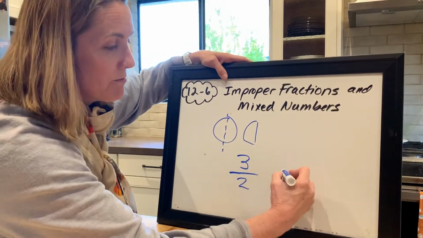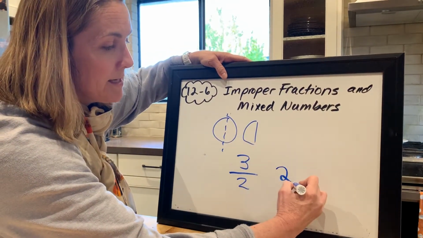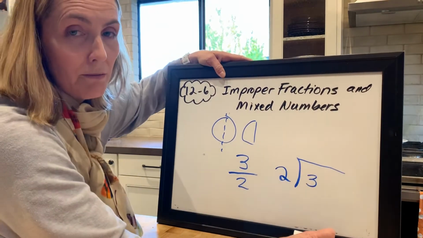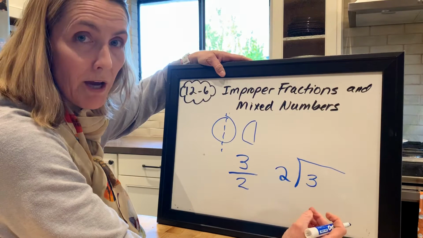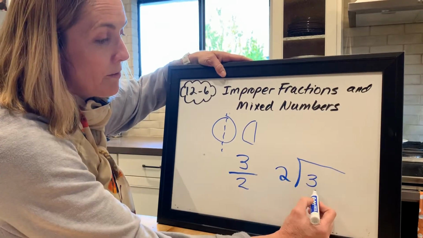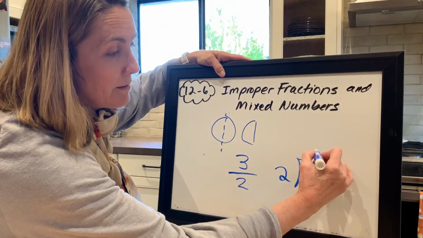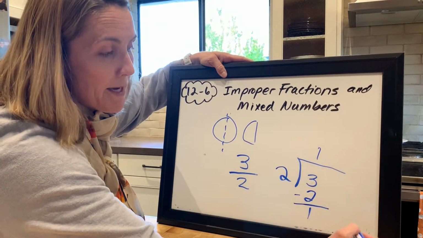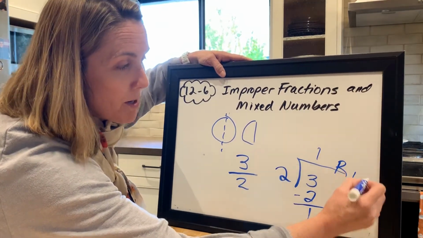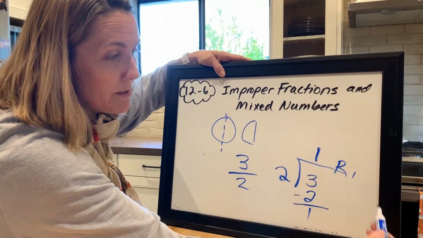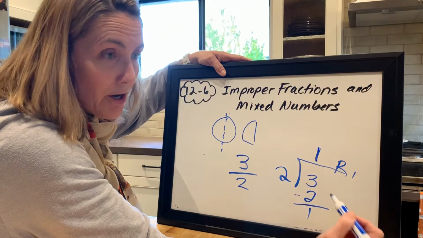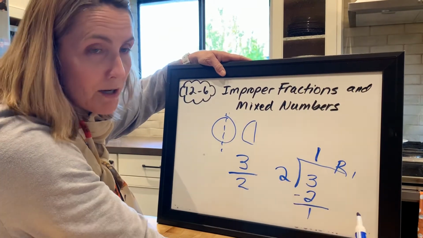So this is a division problem, and it looks like this. It's 3 divided by 2. And this is why they teach the division chapter first. So we know that 2 will go into 3 one time with 1 remaining. So all these parts, your quotient, your remainder, and your divisor, all have very important parts to what a mixed number looks like.